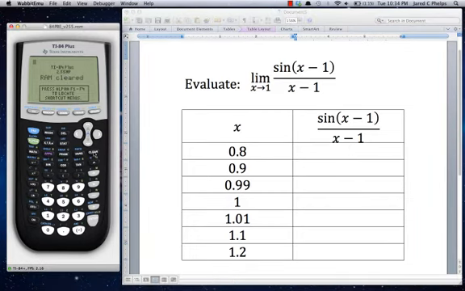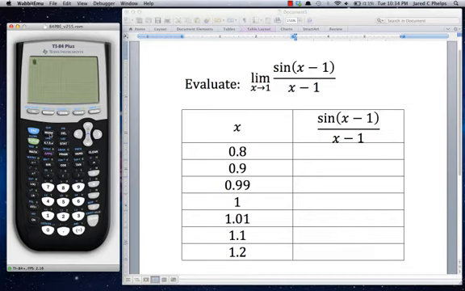So the first thing you have to do, hit mode on your calculator, which is right next to the second button. So hit mode and make sure that you're in radian mode. If you're in degree, switch to radian. Everything you do for calculus in this class is going to be in radian mode. So once you're there, we can hit second and quit to get back to the home screen.